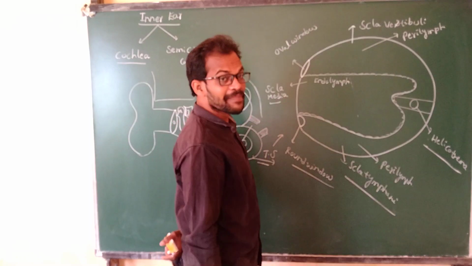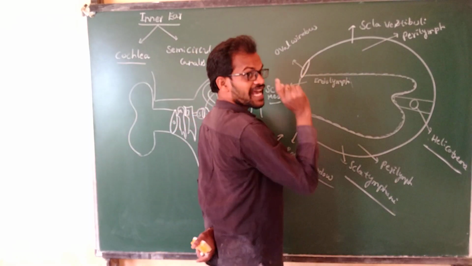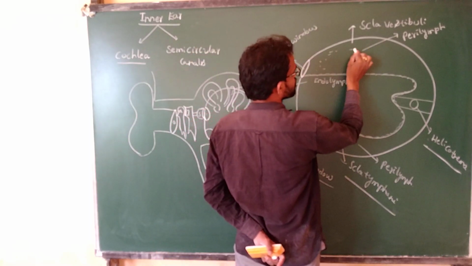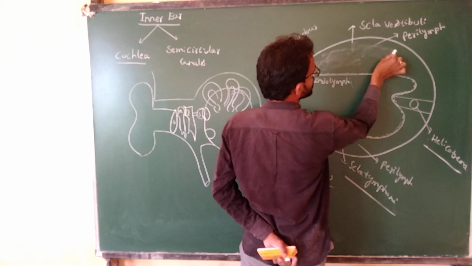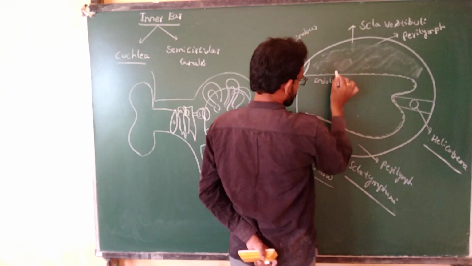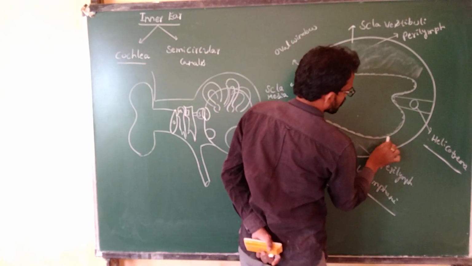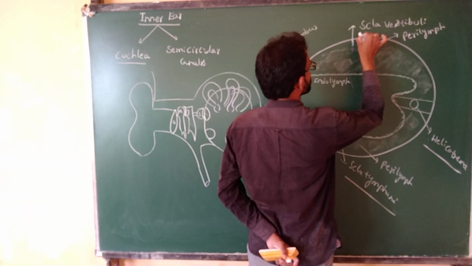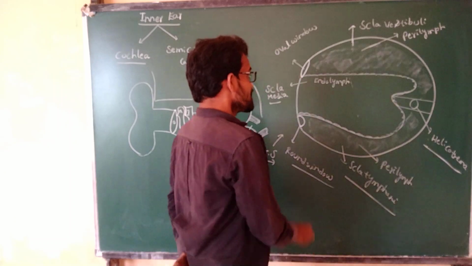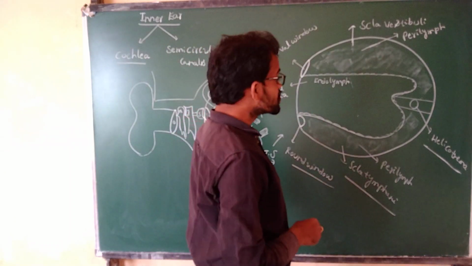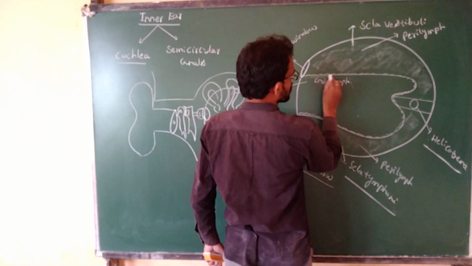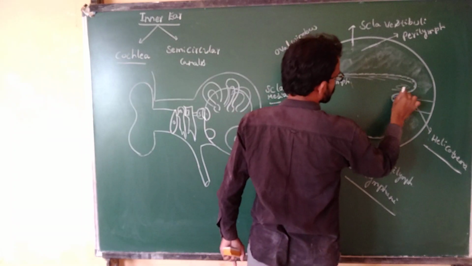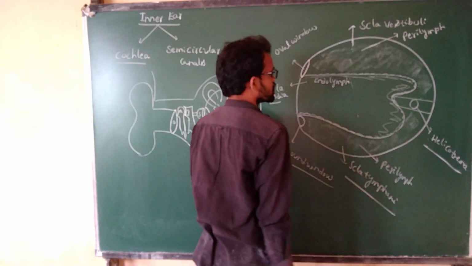Coming to the scala media. The scala vestibuli consists of what fluid? It is filled with perilymph. The scala media is filled with endolymph.